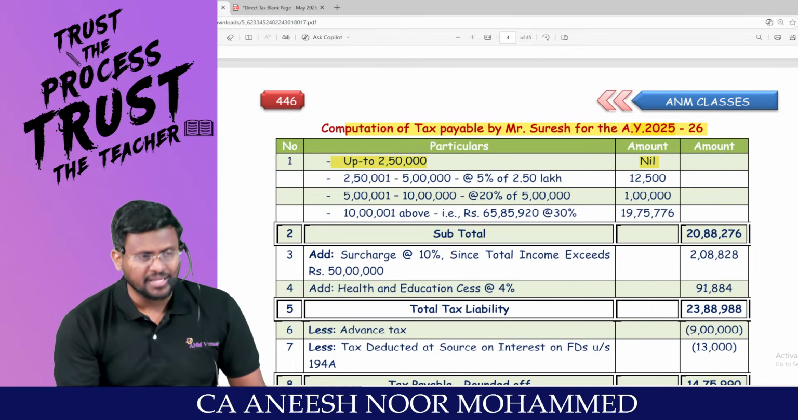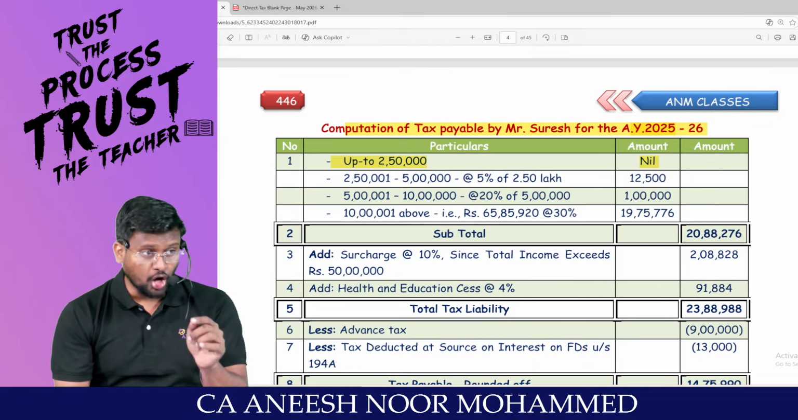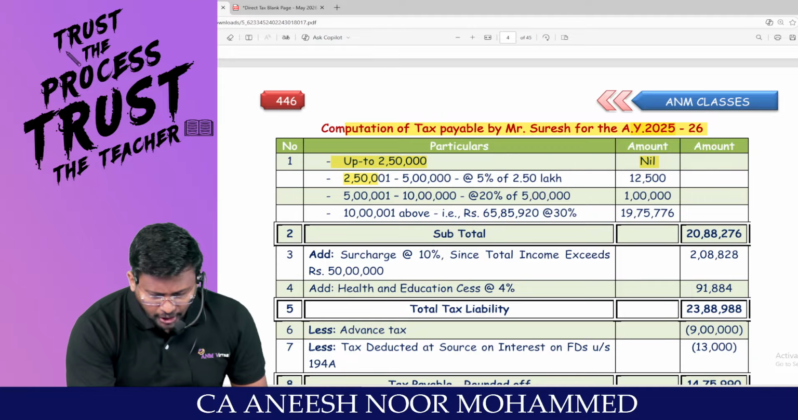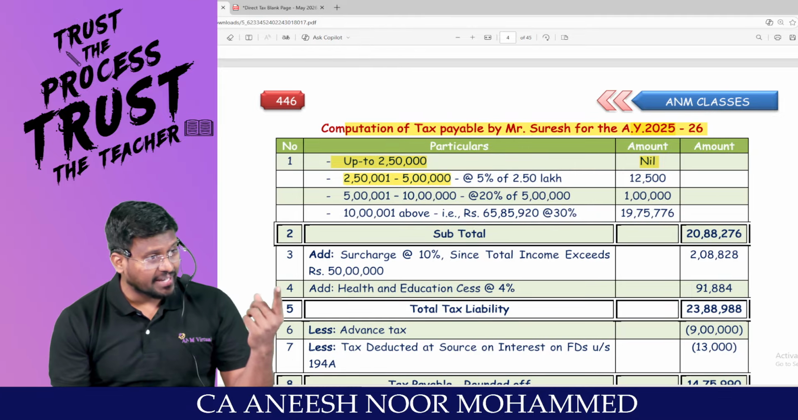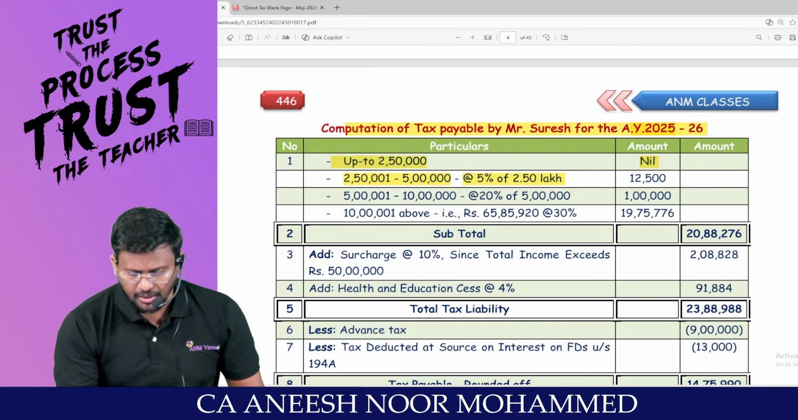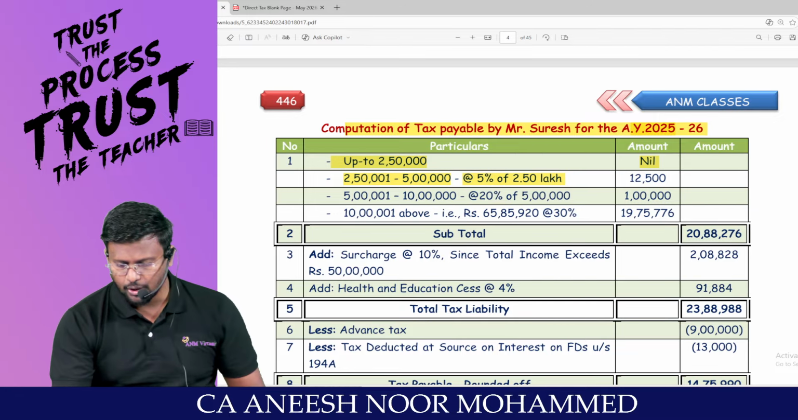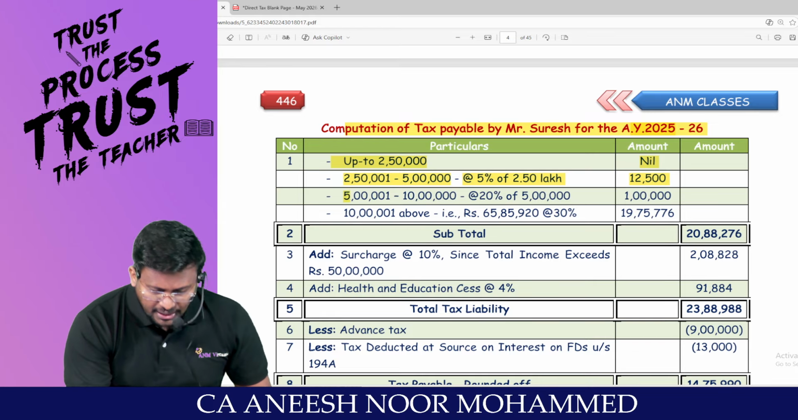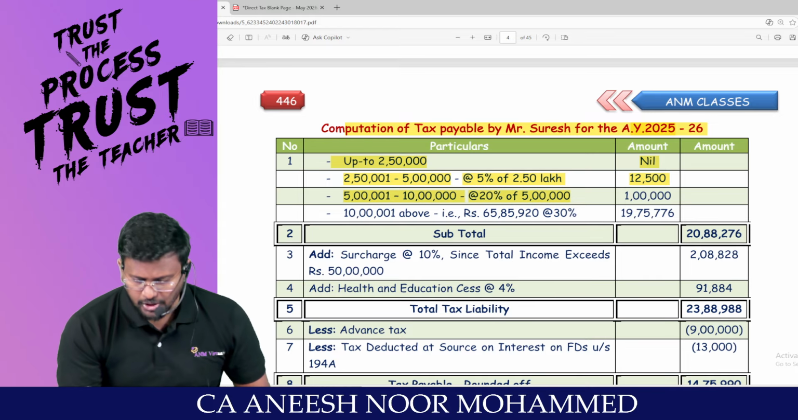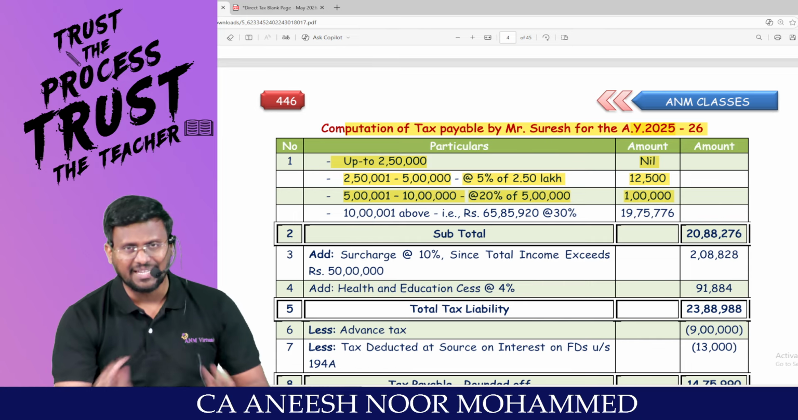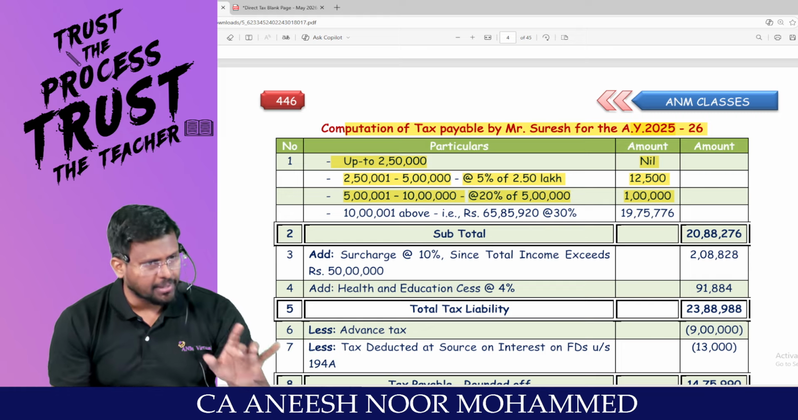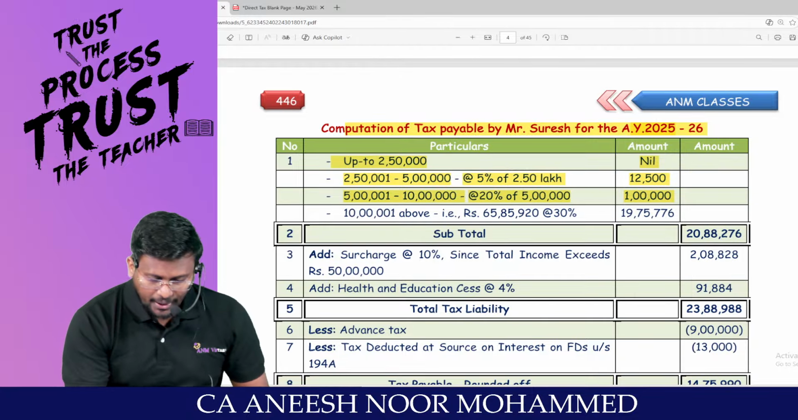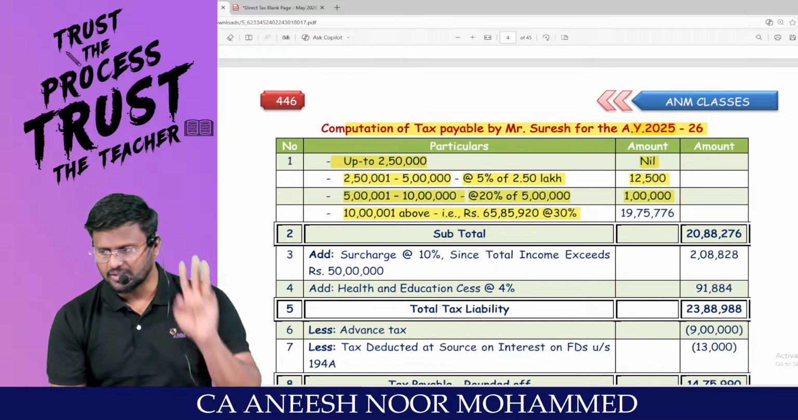Up to 2.5 lakhs nil, because this guy is a normal person, a resident, age is up to 60. And 2.5 lakhs to 5 lakh, the next slab, is at the rate of 5%. That means the gap of 2,50,000 into 5% comes to 12,500. The next slab, 5 lakh to 10 lakh, how much percent? 20% comes to 1 lakh. That's it. Any income you are earning more than 10 lakh, you are liable to pay tax at the rate of 30%.